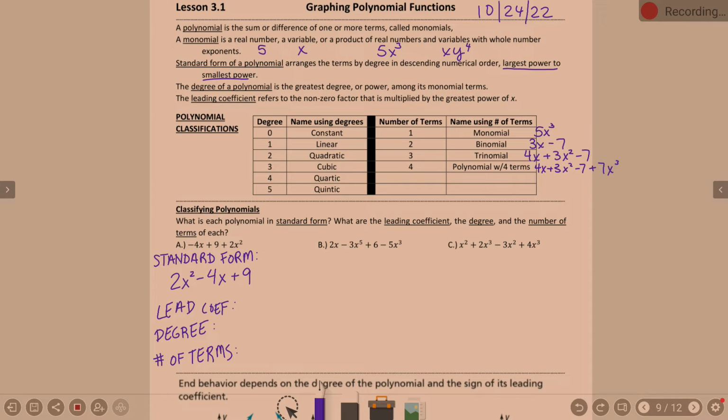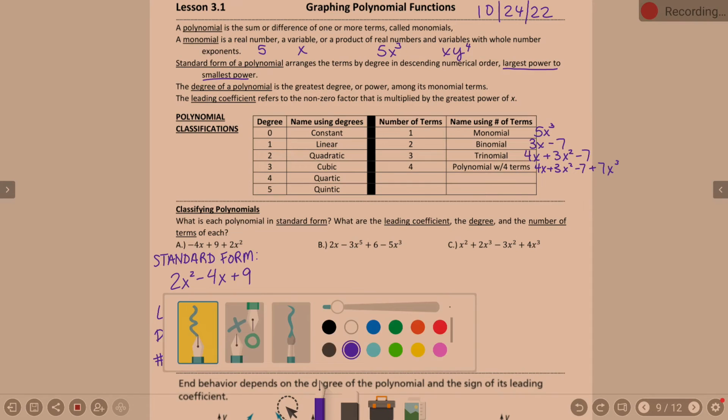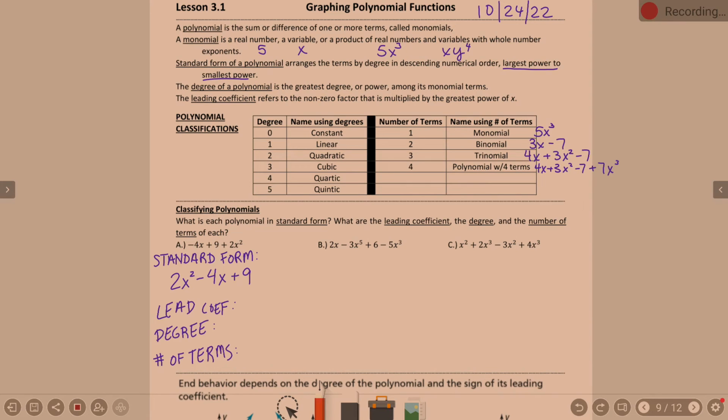Let's first of all talk about the degree. So the degree of this is the greatest degree or the highest power among its monomial terms. What's the highest power here, Landon? X squared. Okay. So the highest power is going to be that degree of 2 right there. Okay? I gotta remember that.